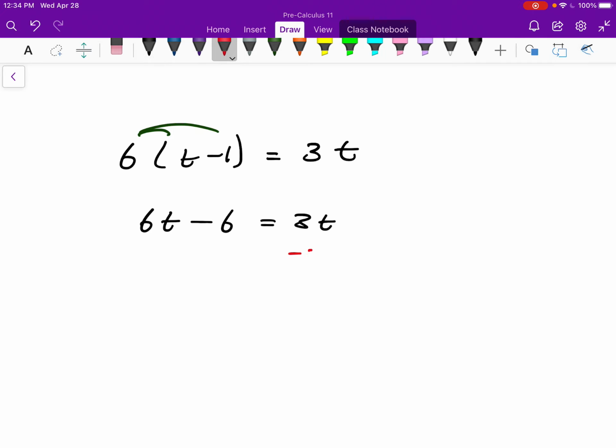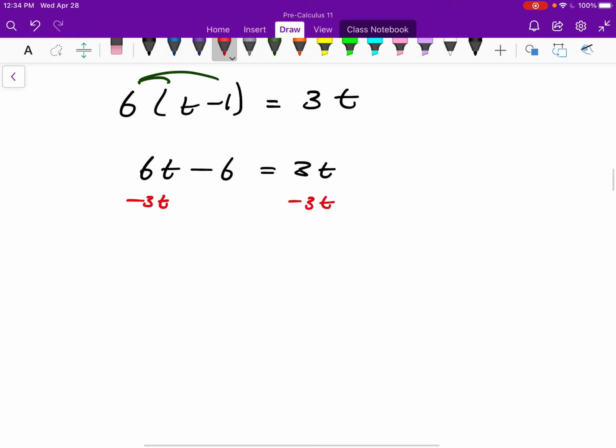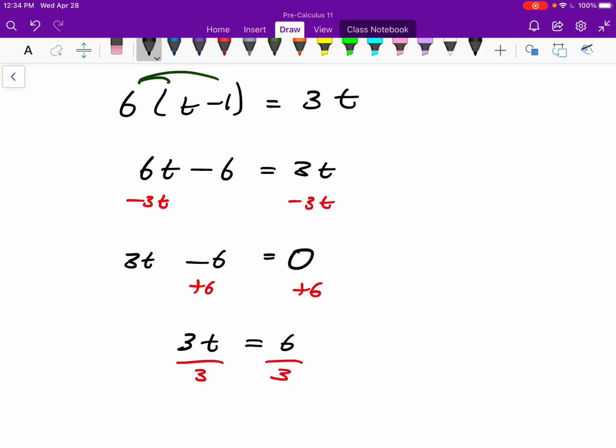I'm going to subtract 3t from both sides. You could also subtract 6t from both sides, but I usually recommend subtracting the smaller of the two variables if you have variables on both sides. That leaves me with just a 0 on the right-hand side and 3t minus 6 on this side. Add 6 to both sides. I have 3t equals 6. Divide both sides by 3, and you get t equals 2. Now that's it. All those last steps I did are nothing new.